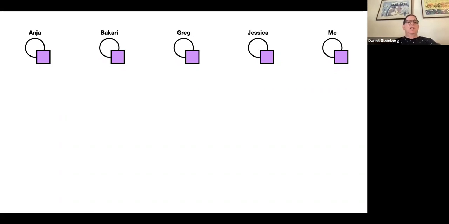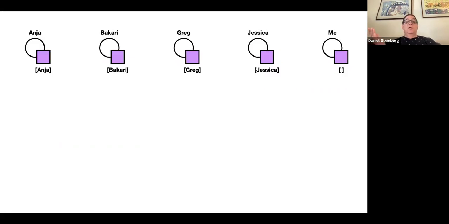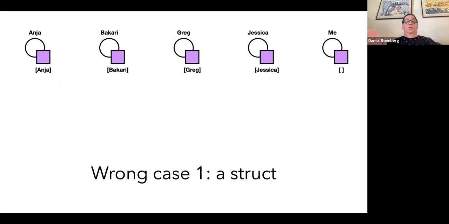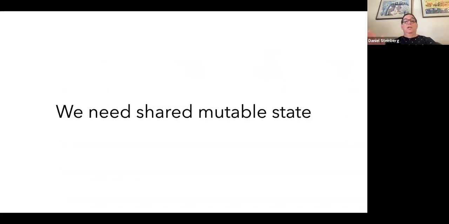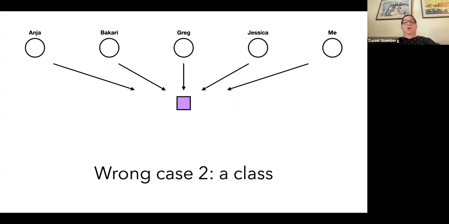So if I use a struct, everyone has their own order. And so when everybody adds their own name and places their order, their arrays each contain only their name, and I don't see anything at all. So structs are not the solution. What we want is a shared mutable state. We all want to be talking to the same state. And so I'll have a single order, and this order instance is our second wrong case.